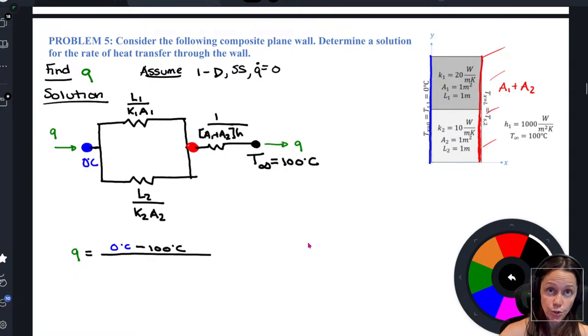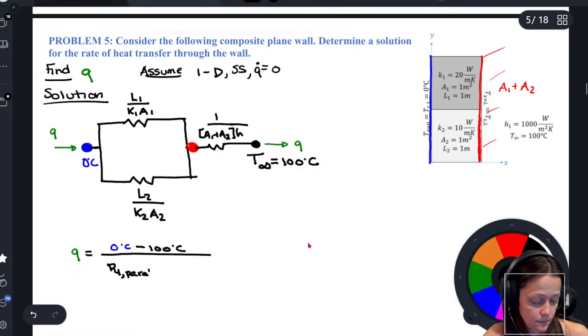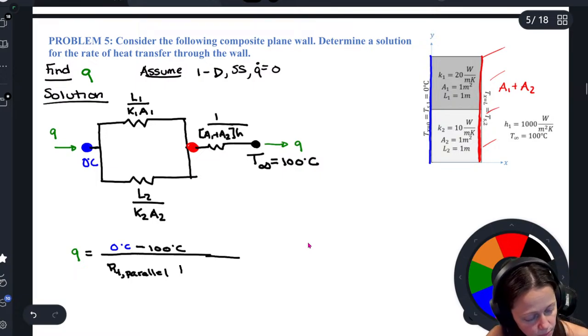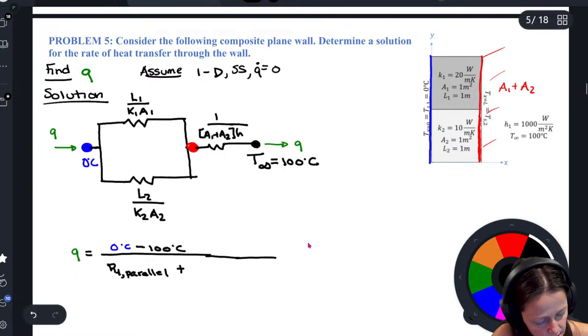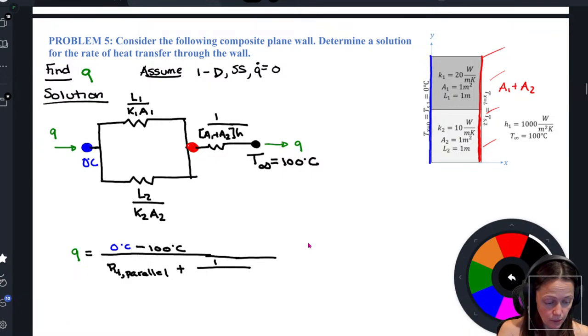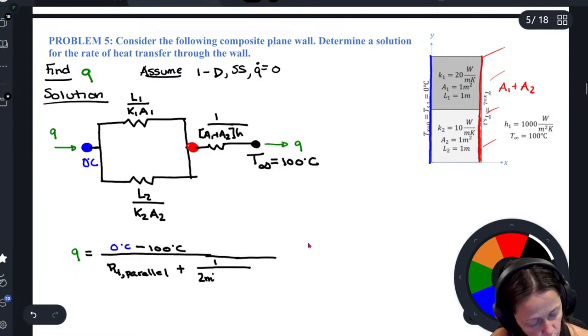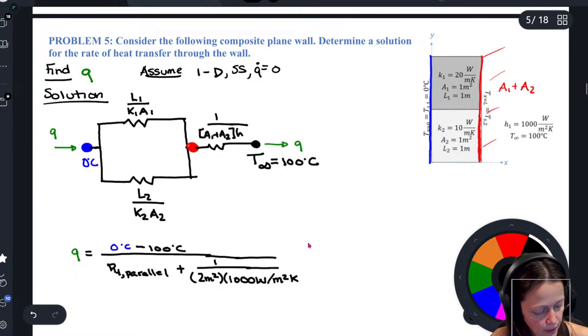And so I've got two resistances in parallel and one in series. So I'll put this as the total resistance in parallel plus the resistance in series, and I can go ahead and plug in numbers right now because this is going to be 1 over A1 plus A2, which is 2 meters squared, times that convective heat transfer coefficient, 1000 watts per meter squared Kelvin.